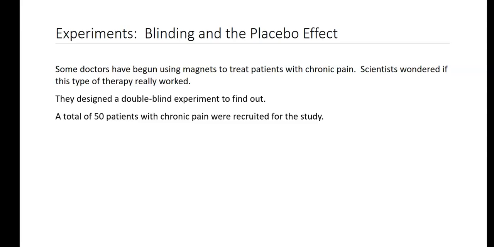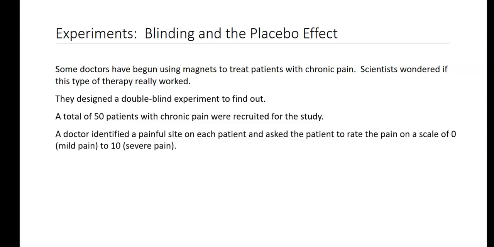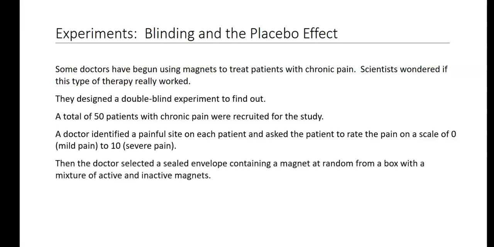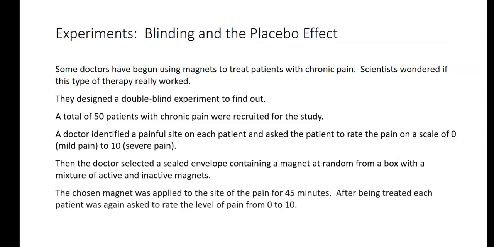A total of 50 patients with chronic pain were recruited to the study. Doctors identified a painful site on each patient, asked the patient to rate the pain on a scale from 0 to 10. Then the doctors selected a sealed envelope containing a magnet at random from a box with a mixture of active and inactive magnets. It's an inactive magnet, just like a hunk of metal that doesn't magnetize. The chosen magnet was applied to the pain for 45 minutes. After being treated, each patient was asked again to rate the level of pain from 0 to 10.